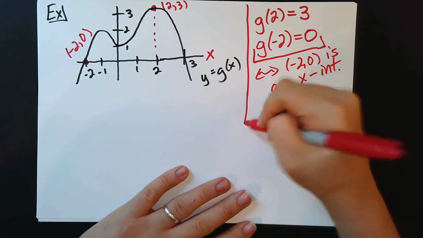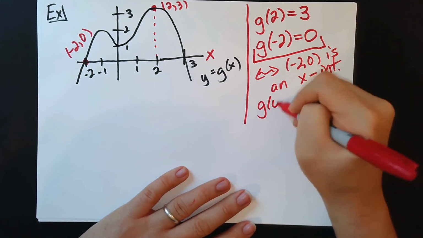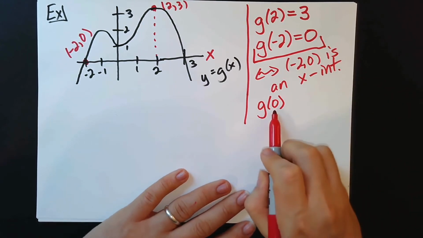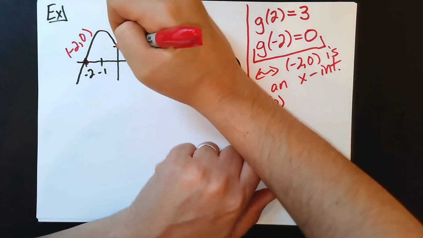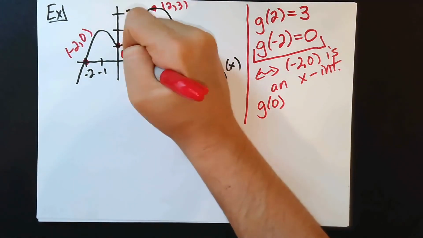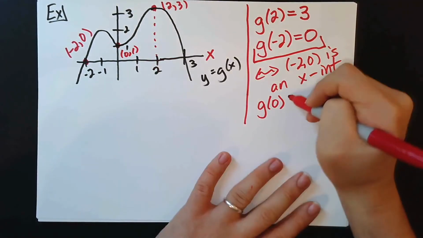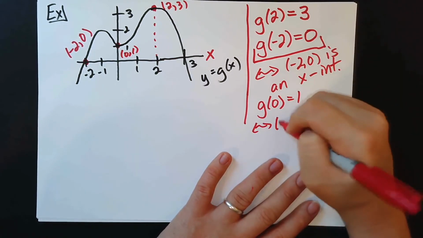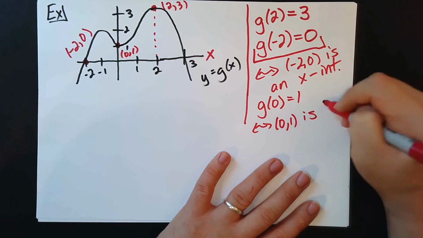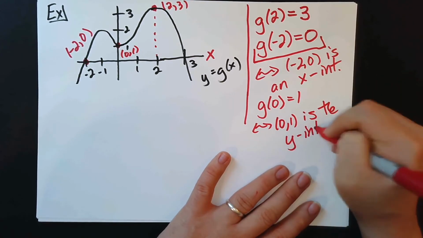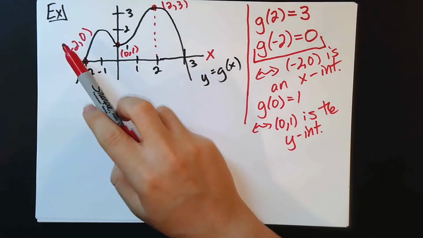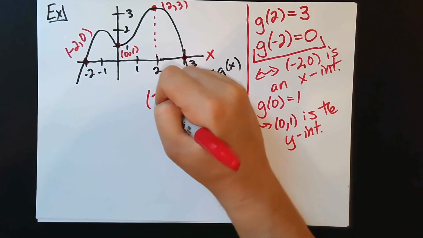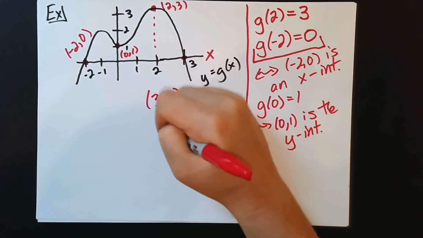Likewise, if you want to think about the Y-intercept, it corresponds to the input 0. So I can look at the input 0, find the output that matches the input 0, which is 1. So g of 0 is 1, and so this corresponds to the statement that (0, 1) is the Y-intercept. Notice (-2, 0) is not the only X-intercept. It's also the case in this graph that (3, 0) is an X-intercept.